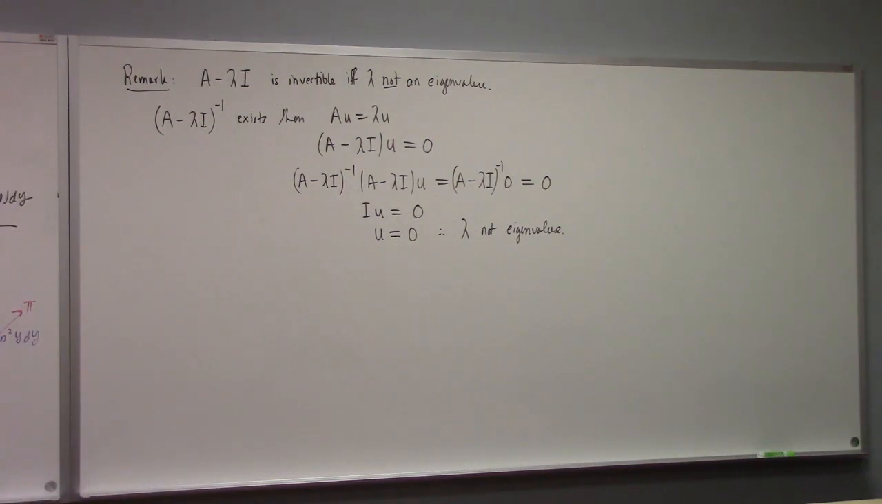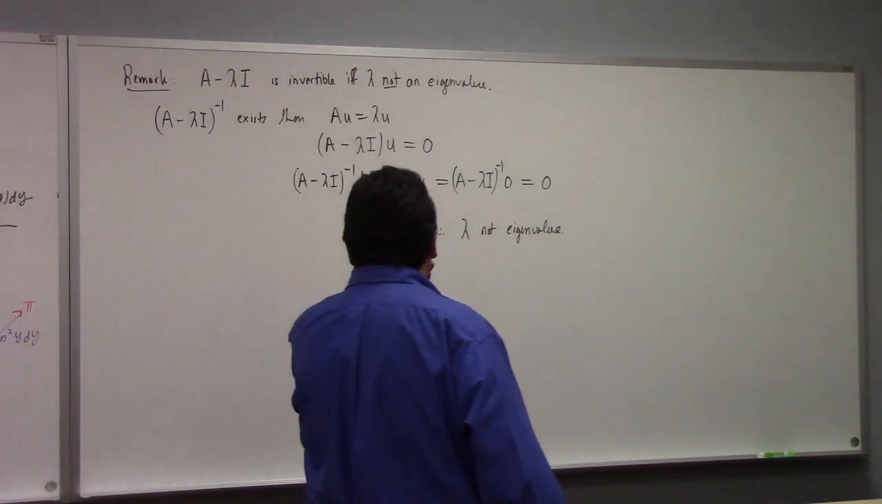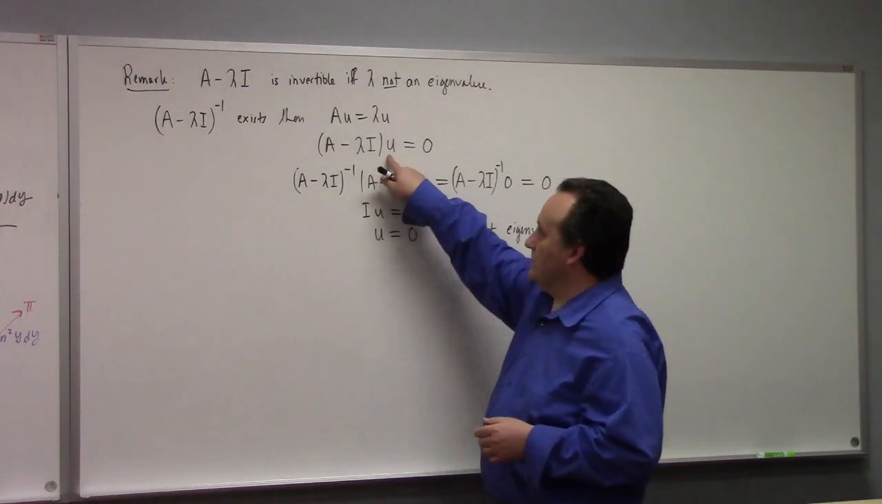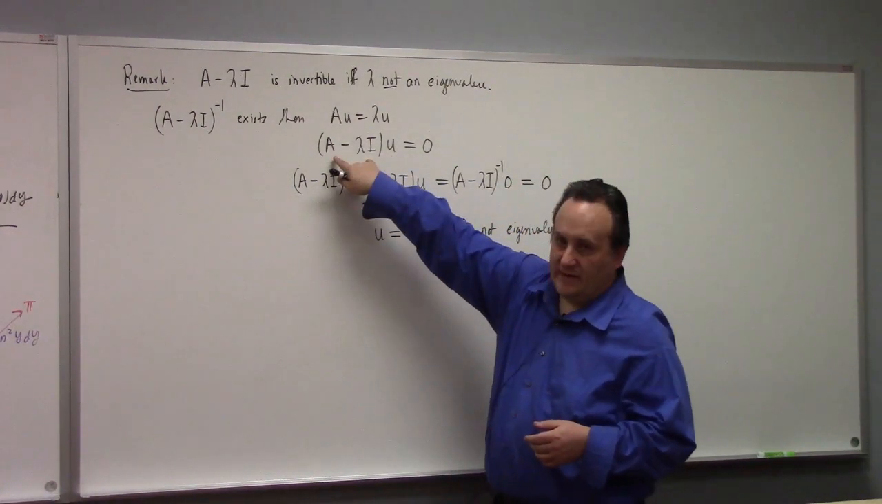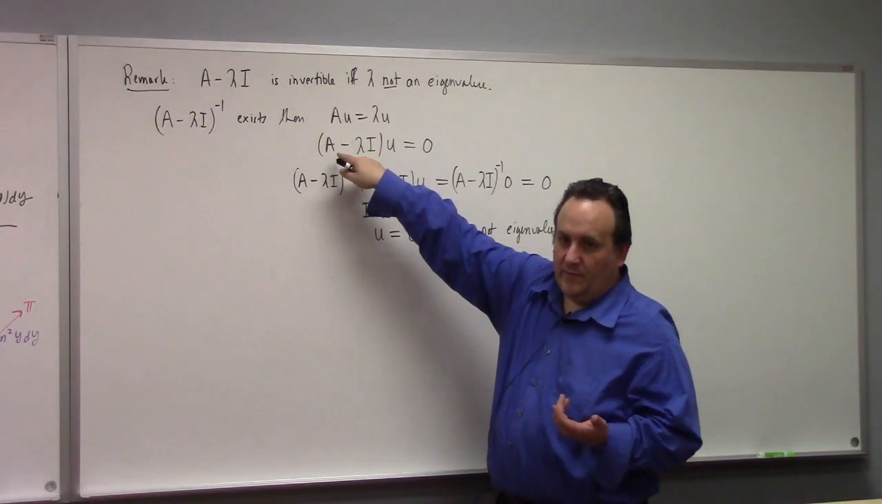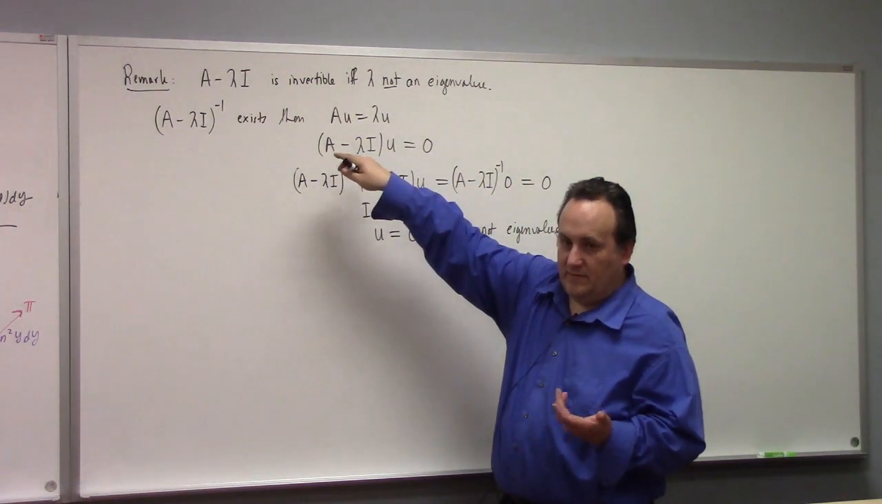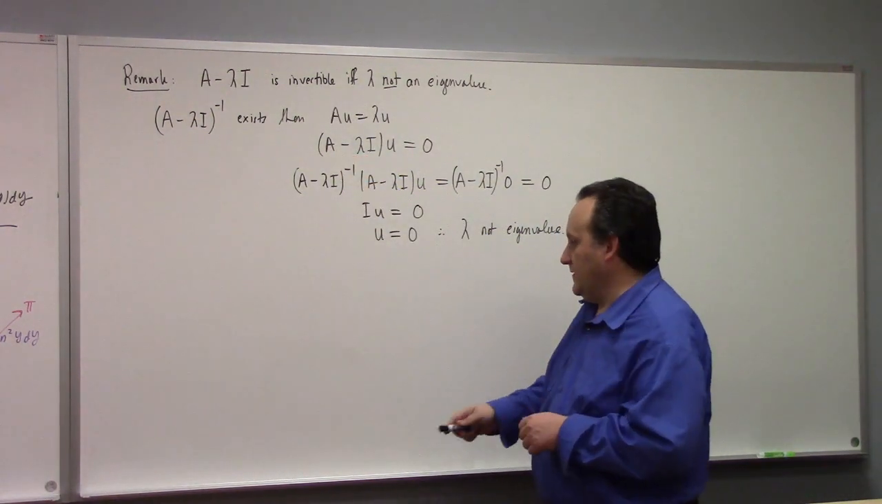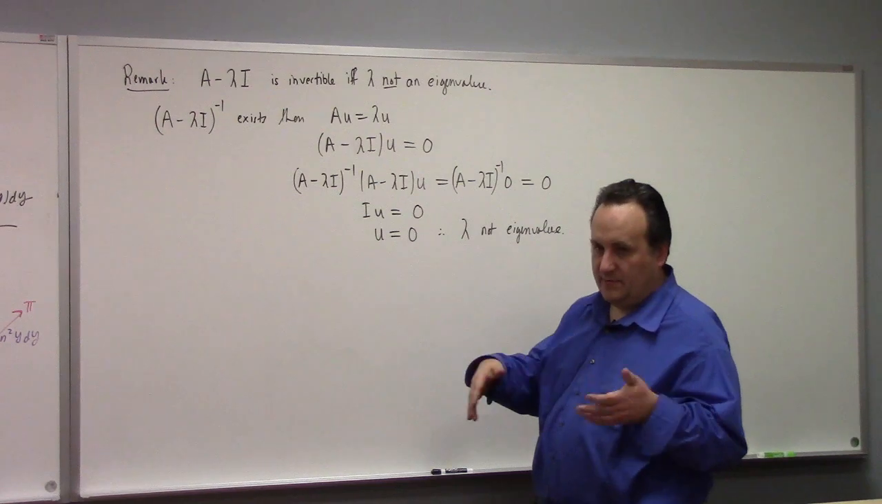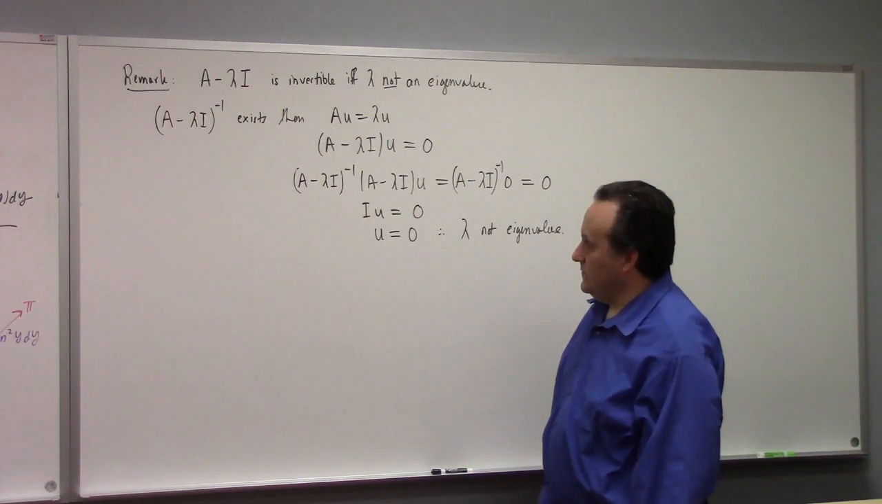And this argument's reversible. I mean, if you have more than the 0 solution to this, then that means that this operator is not injective. So an operator which is not injective can't be invertible. That would be tantamount to the inverse being multiply valued. This we cannot have.